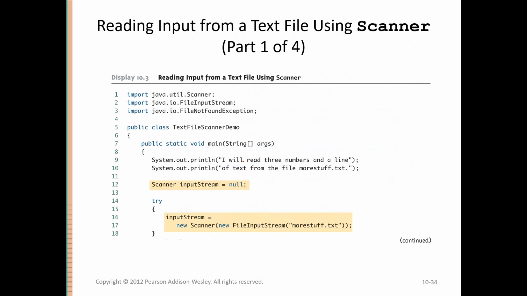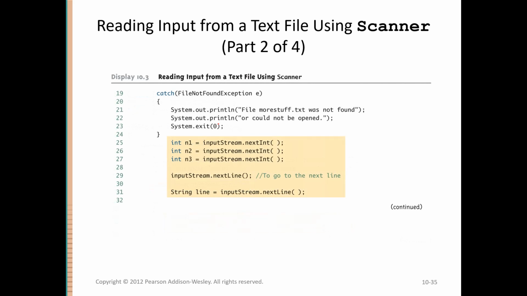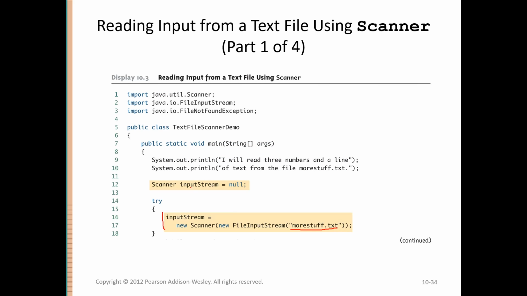Now let's have a look at this code. This is going just to display something. The Scanner means it's going to read, and then I'm going to open the file called morestuff.txt. And then I put that into a try-catch, so if I cannot find the file, it will raise an exception. And then once I have that file opened, this is the input stream, and this is the Scanner object.